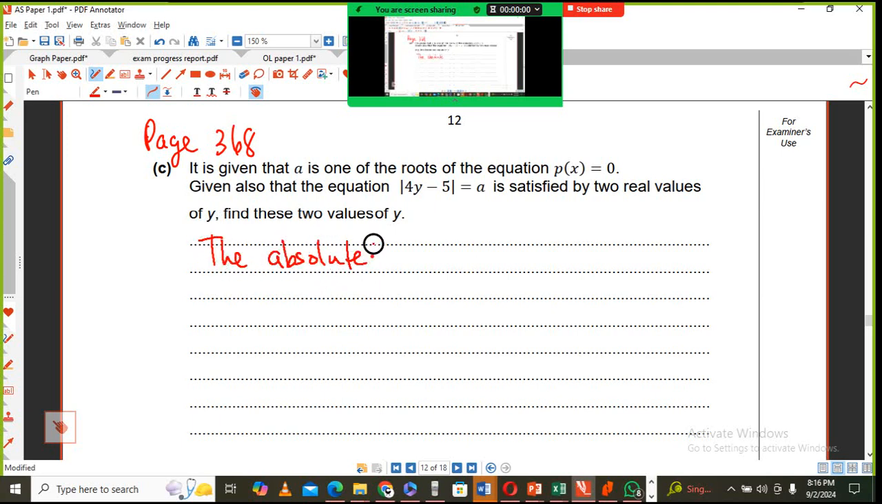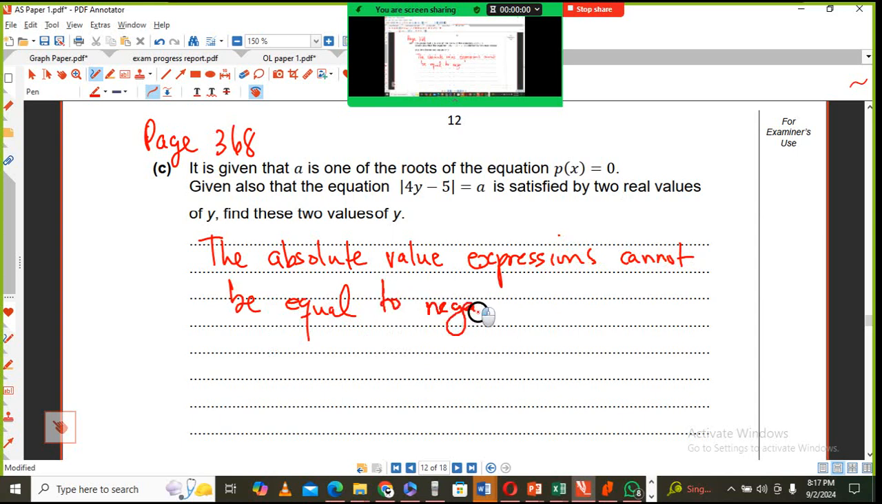Absolute value. I want you to look for this one: the absolute value expressions. They cannot be equal to negative values, right? So for something like this, it should not be negative.